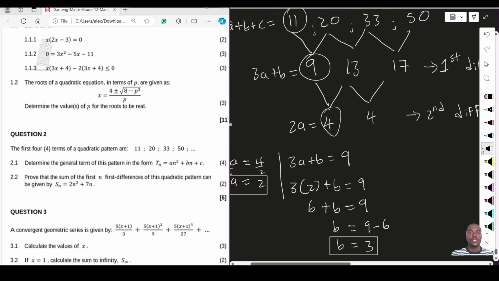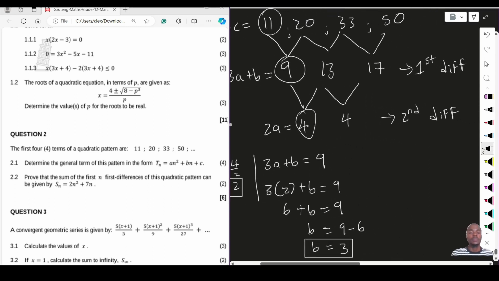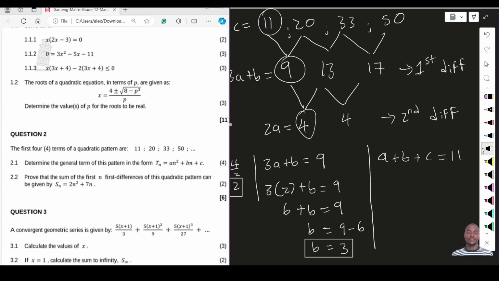Then to find the third one now, we said a plus b plus c is equal to 11. What is our a? Our a is equal to 2. Our b is equal to 3. Then we're looking for c. So 2 plus 3 is 5, plus c equals 11. Then how do we find c? You transpose the 5 to the other side. Then you say this is equal to 11 minus 5. Then c is equal to what? 6.